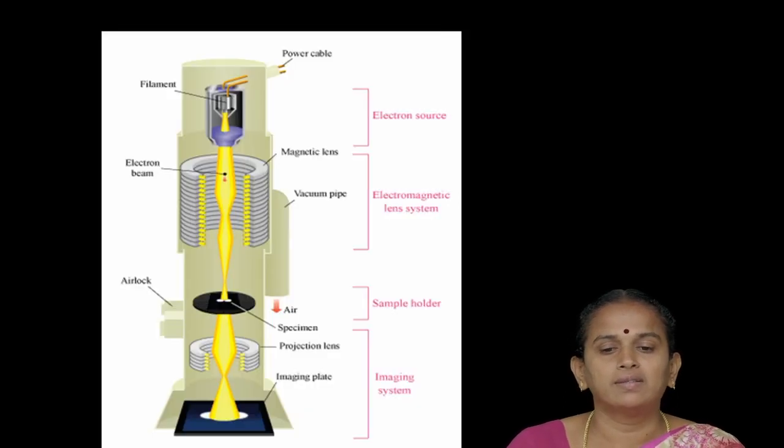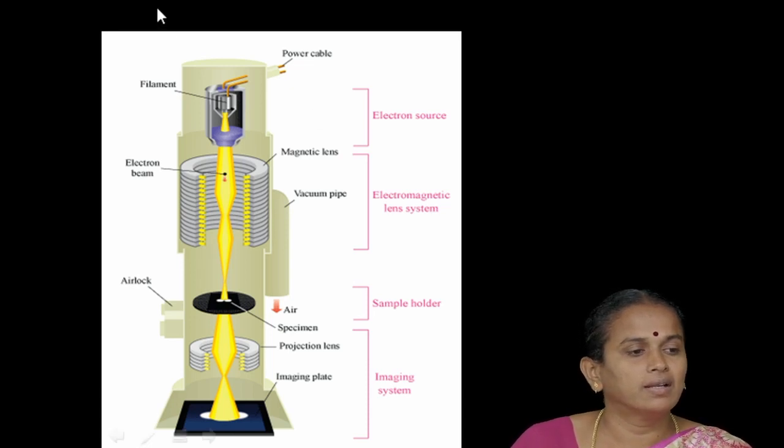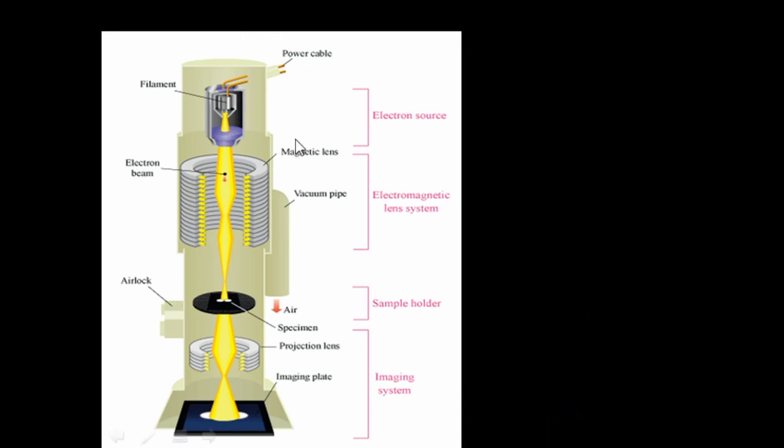So see, this is the power cable, and this one is the power cable, and this is the magnetic lens. Here is the vacuum pipe. This is the electron beam, and this is the airlock, and this is the sample holder. This is the imaging system for the scanning electron microscope.